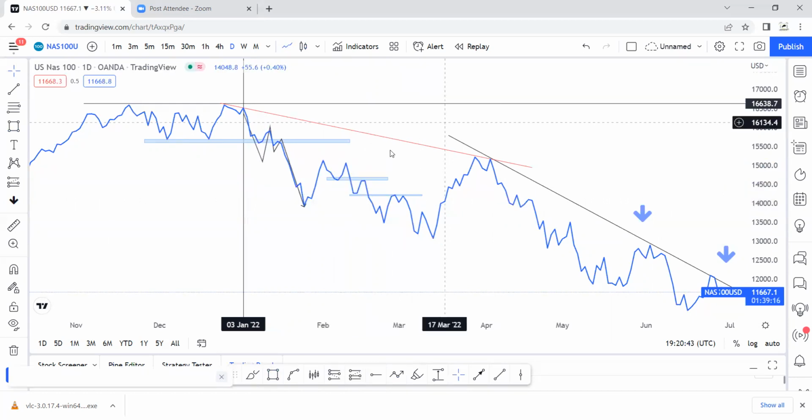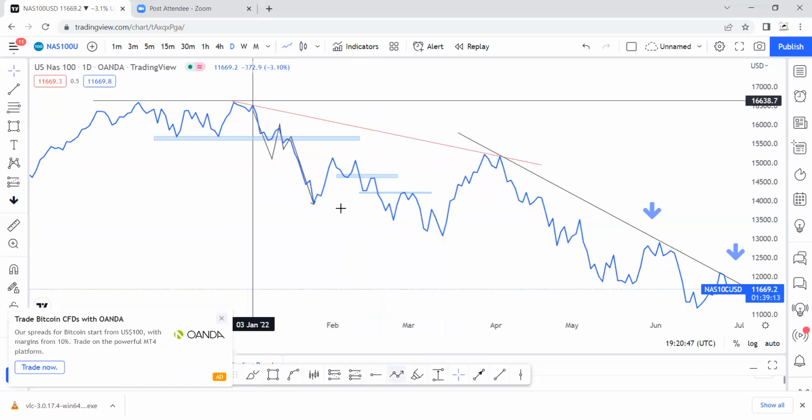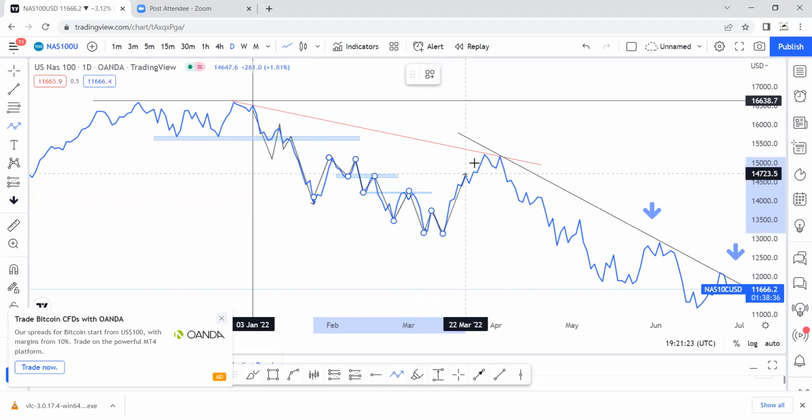So this is how the market went, right? Double top, break, retest, break, retest, right? And again, it breaks and retests, and then it creates a double bottom and it pushes up.